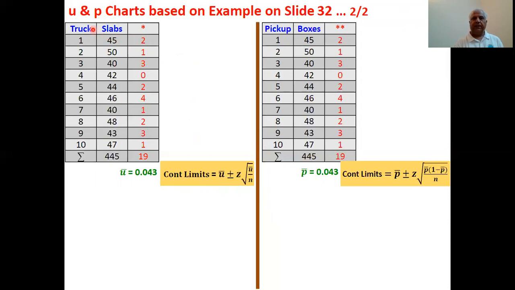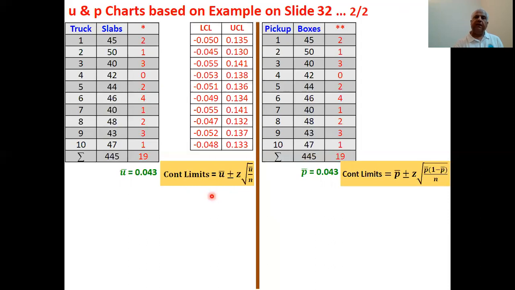For example, in this case, n is 45. So we put n 45 here, and of course, the value of u we have already found from the previous slide. So when we do that, we have different upper and lower control limits for each sample. That means our control limits are not going to be straight. They are going to be wiggly.